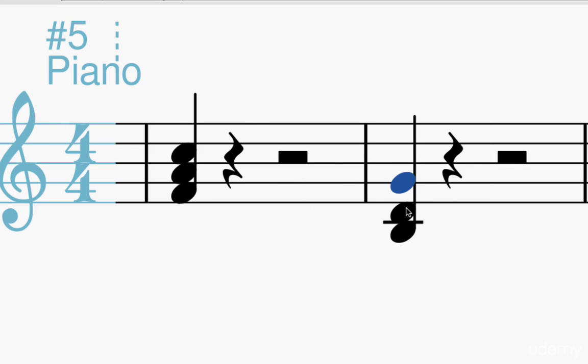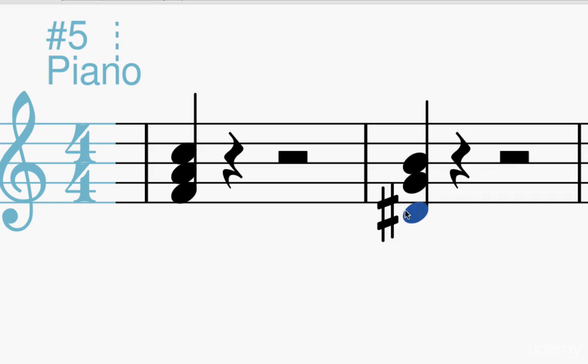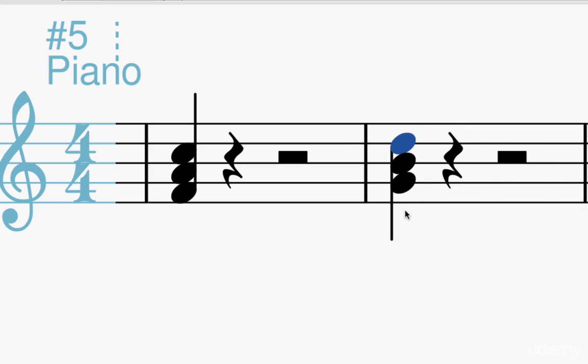What can we do? Let's move the bottom note up an octave to a B. Okay? We're getting close because now these two are in root position. Let's move this one up an octave to another D. Boom, there it is. Now that's in root position. So now we know it's a G.